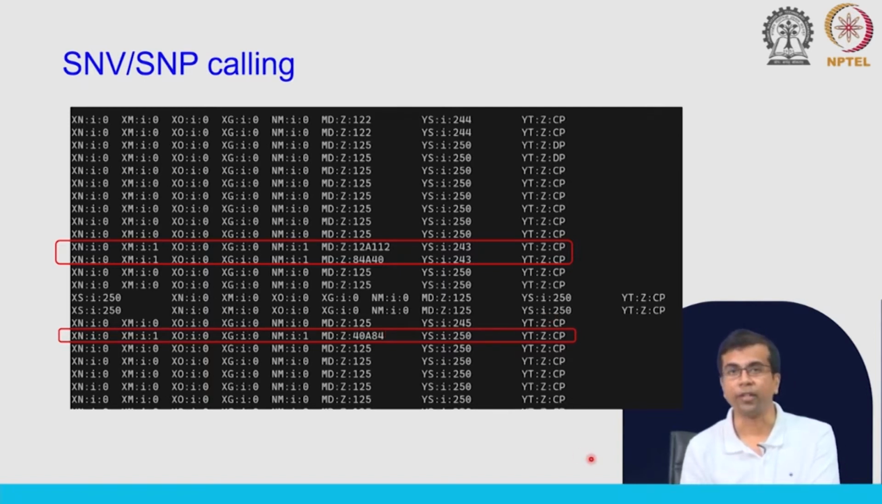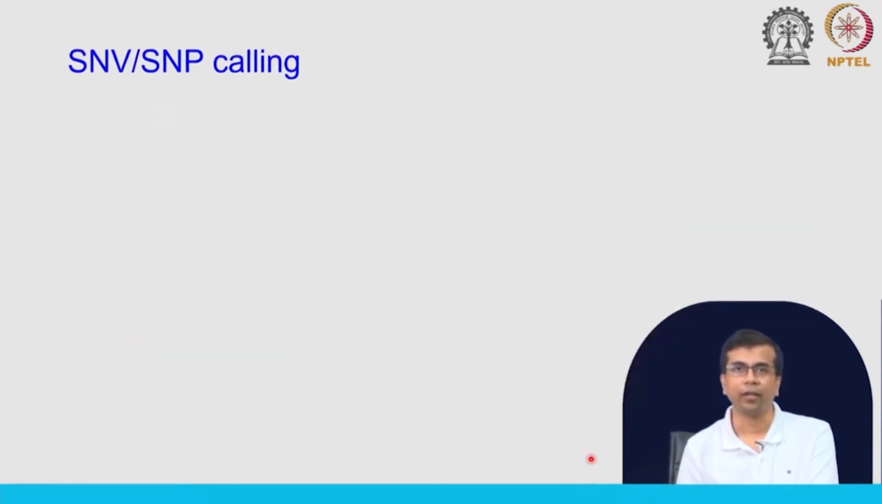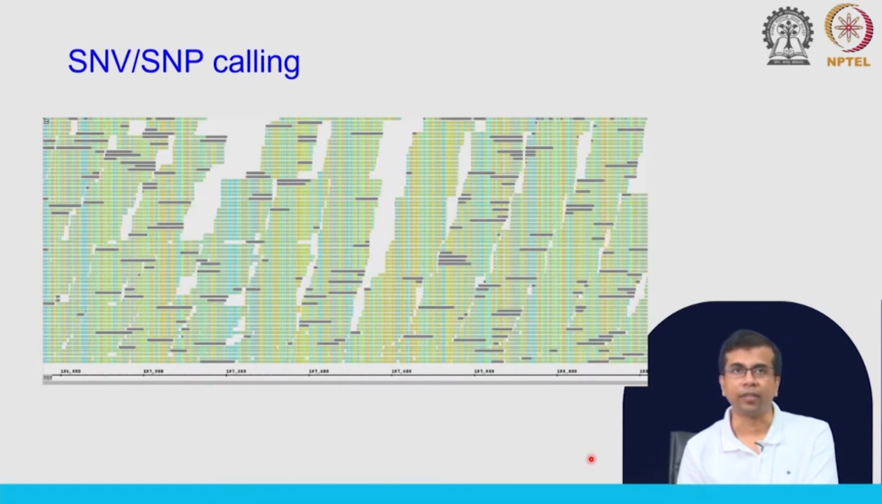Now the question is, do these mismatches mean there are SNPs or SNPs present? This is something we will now tackle. We will talk about how we actually go to the variants, how we identify those SNPs starting from this SAM file. So, are these SNP or SNP? Keep that question in mind, and we will see this answered at the end of this class.